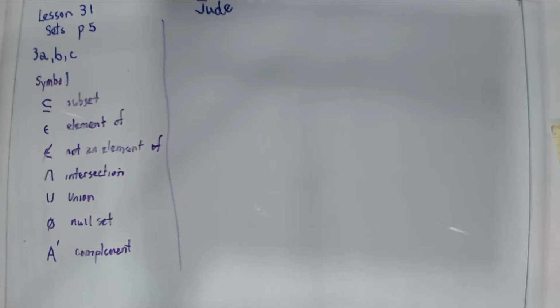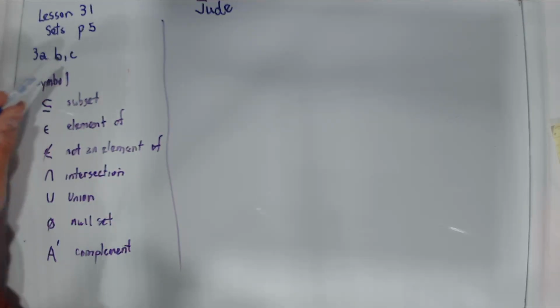Okay, Jude, we're going to go through lesson 31. It's about sets. This is page 5. And we're going to work problems 3A, B, and C.